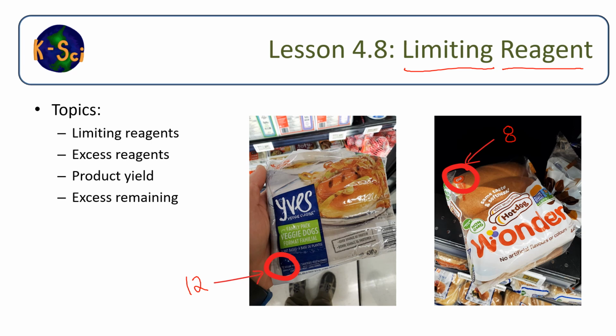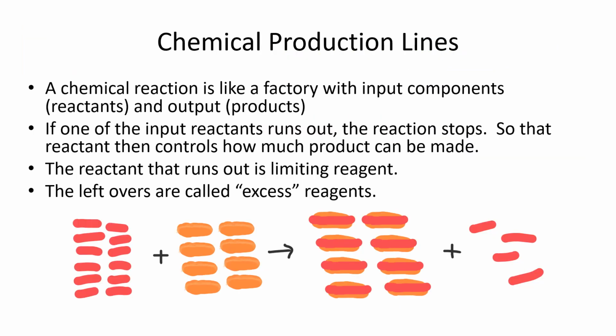the buns come in, which means you're always going to have some leftovers unless you buy the exact right proportions of each. So let's see how that works. Here's the same example. We've got 12 hot dog wieners and we've got 8 buns, which means we can make 8 complete hot dogs, and then we'll have some leftovers. We call the leftovers excess.